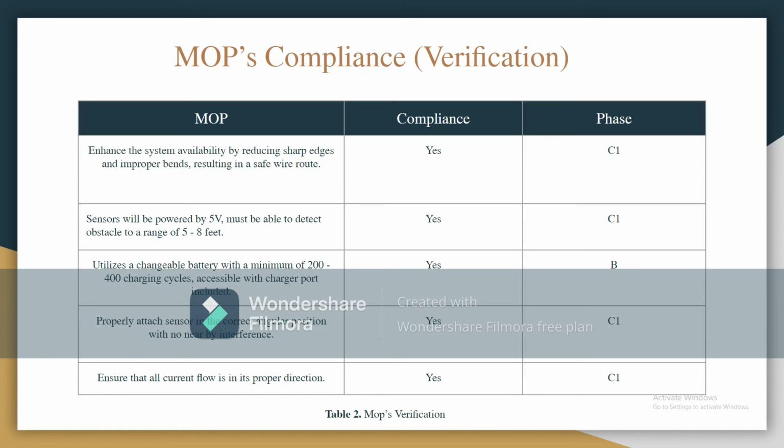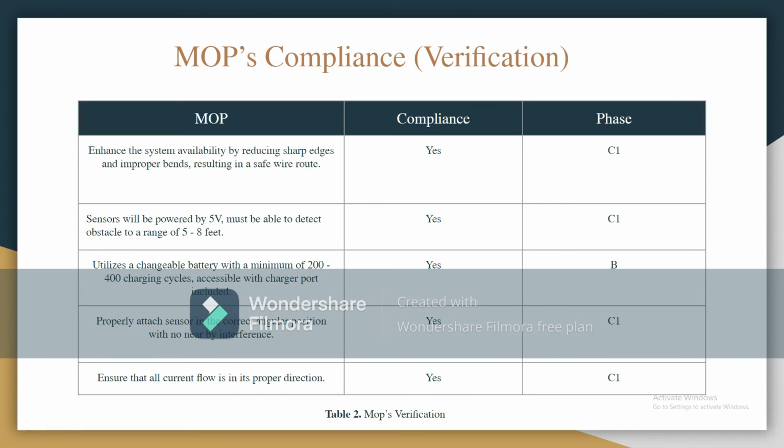once we construct our physical project. Then with the third MOP, we have to utilize a rechargeable battery with a minimum of 200 to 400 charging cycles with an accessible charging port included. Yes, we did comply and we verified that on phase B. For the fourth MOP, we have the proper attached sensor in the correct angular position with no nearby interference. We also comply with that and we verified it on phase C1, 2.